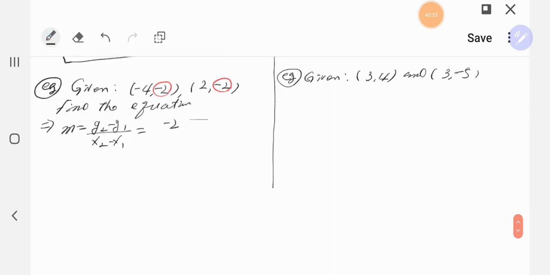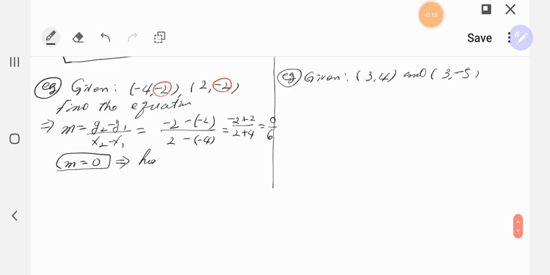Negative 2 minus negative 2 over x2 minus x1. Then this is negative 2 plus 2 over 2 plus 4. So that is 0 over 6. So m is equal to 0. What do we mean by m equals 0? This means slope is 0, so this is a horizontal line.